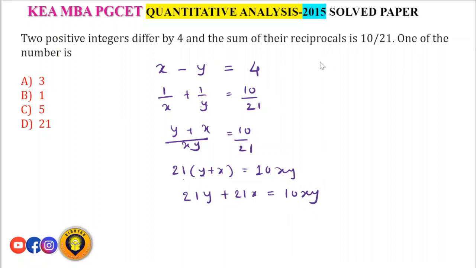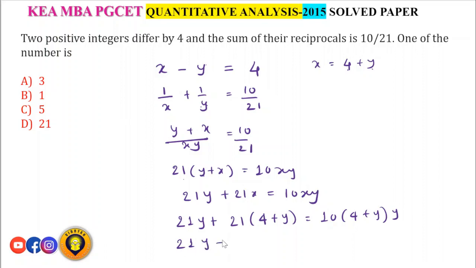So you know that x minus y equals 4, which means x equals 4 plus y. In place of x, you can replace it by 4 plus y. So this will be 21y plus 21 into (4 plus y) equals 10 into (4 plus y) into y. So 21y plus 21 into 4 is 84, plus 21y equals, how much will you get? 4 into y is 4y, 10 into 4 is 40y, plus y into y is y square, into 10 is 10y square.